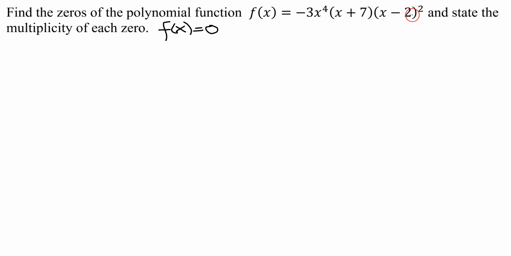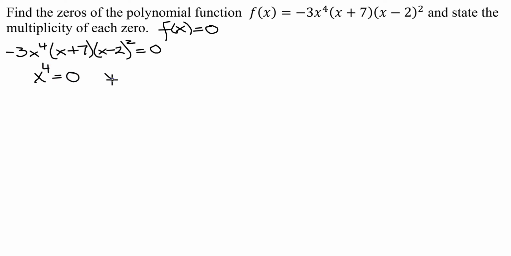So I'm going to take this expression and set it equal to 0. So I have negative 3x to the fourth times x plus 7 times x minus 2 all squared equals 0. Using the zero product principle, we set each factor equal to 0. Remember, negative 3 can't equal 0, so we're going to set x to the fourth equal to 0, x plus 7 equal to 0, and x minus 2 all squared equal to 0. Then we solve these little equations.